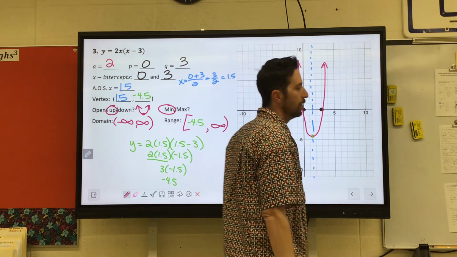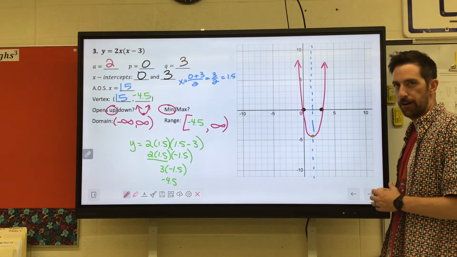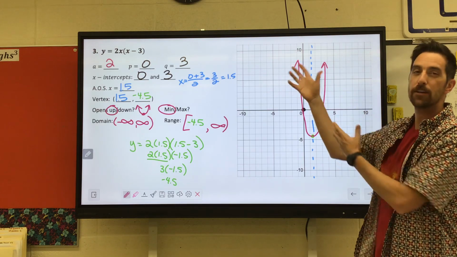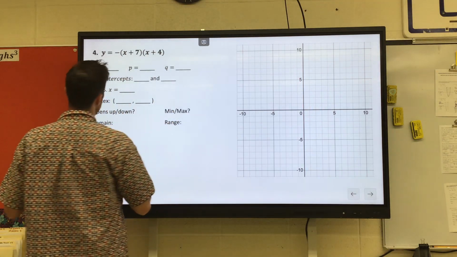Wow! Fun! I have one more that we're going to graph together. And then we're going to look at graphs that are already done, and we're going to see if we can write it in intercept form. Here we go, number 4.